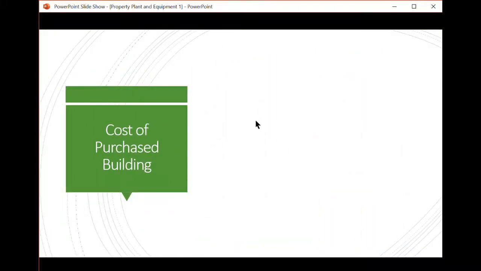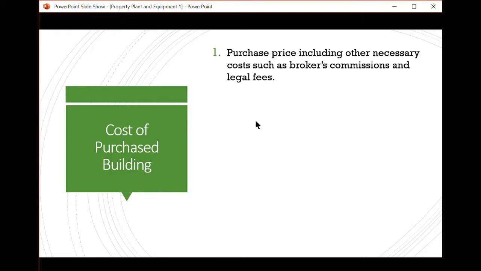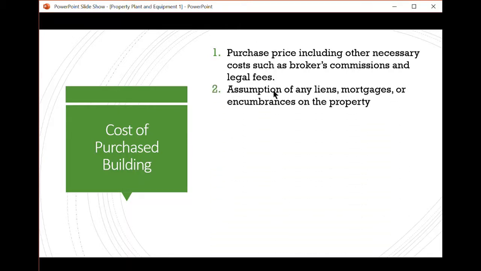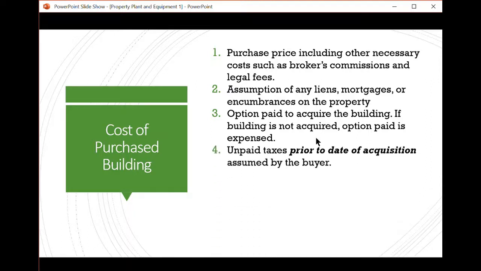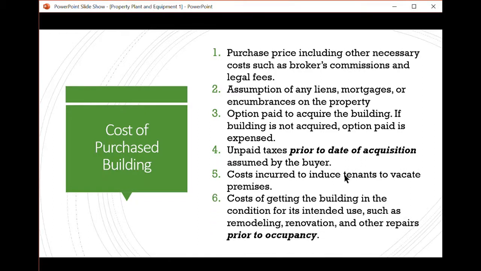Then what would be the cost of the purchased building? So it will include the purchase price. So of course you have the other costs such as brokers, legal fees, assumptions of liens, mortgages, encumbrances, option paid to acquire the buildings. Again, if it's not acquired, then the option is expense. Unpaid taxes prior to the date of acquisition assumed by the buyer. Costs incurred to induce tenants to vacate the premises and cost of getting the building in the condition for its intended use, such as remodeling, renovation, and other repairs.